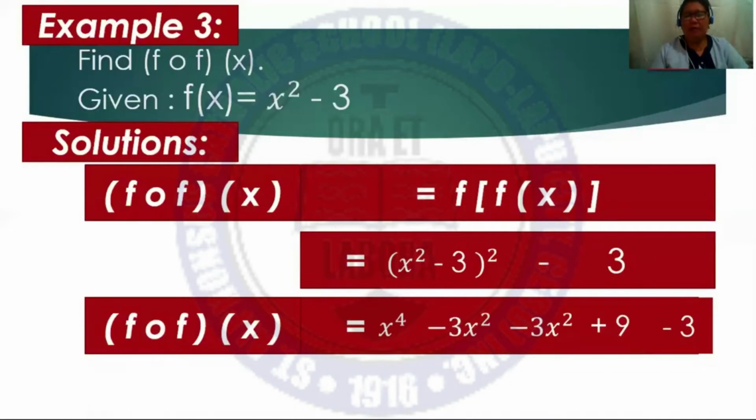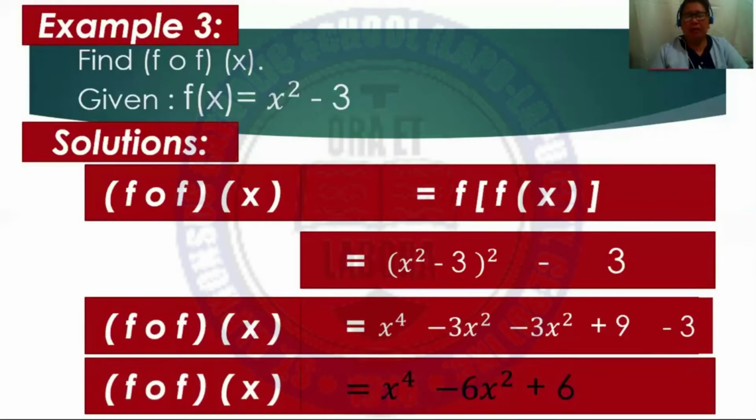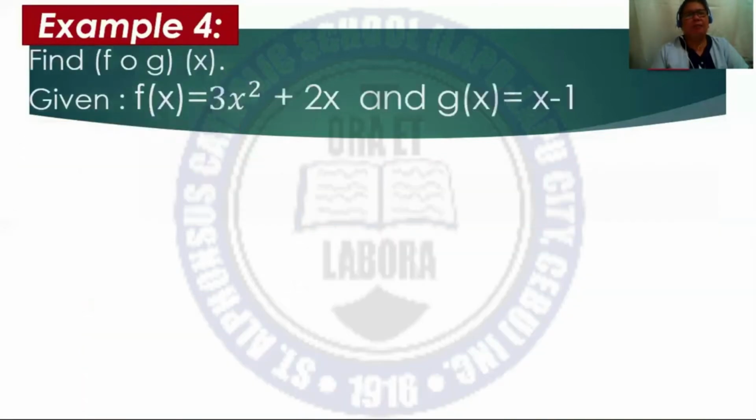Then we have to simplify the expression. Combine negative 3x squared and negative 3x squared, and also positive 9 and negative 3. So the result now is x to the exponent of 4 minus 6x squared plus 6.